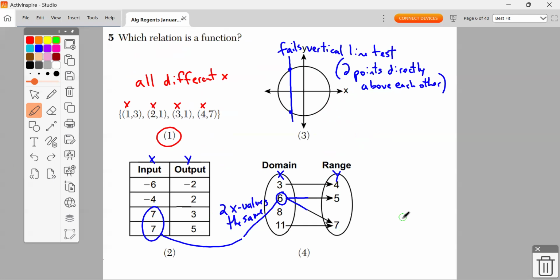In question number 5, which relation is a function? So if it fails the vertical line test, or if it has two x values that are the same, it is not a function. Choice number 1 here in the red is the correct answer. We have x values of 1, 2, 3, and 4. All of the x values are different, so that is a function. Choice number 3 here fails the vertical line test because there's two dots directly above each other. Choice number 2 fails because we have two x values the same. And here we're using the 6 twice. We have 6, 5, and 6, 7. So we're using the x value twice. Therefore, it is not a function.